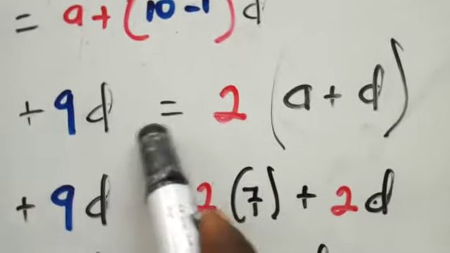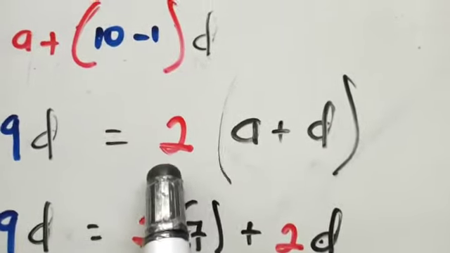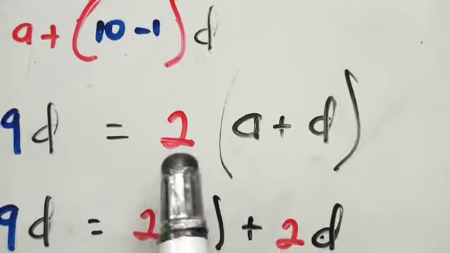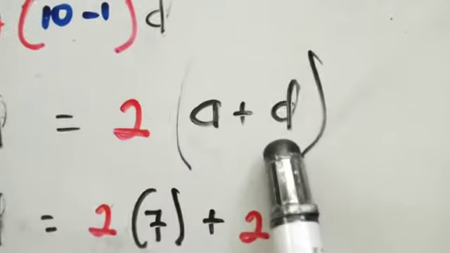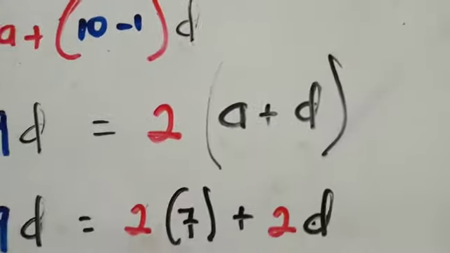So this guy here is equal to 2 times the second term. The second term will be a plus d. If you know how I got this a plus d, just comment down below.